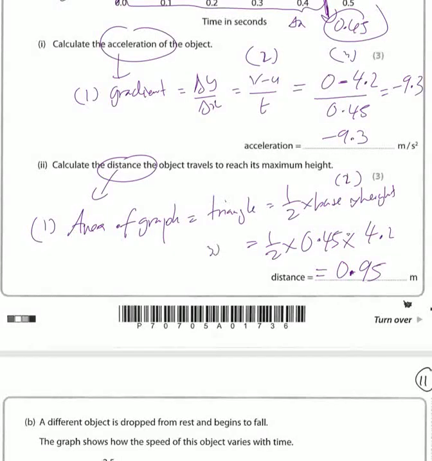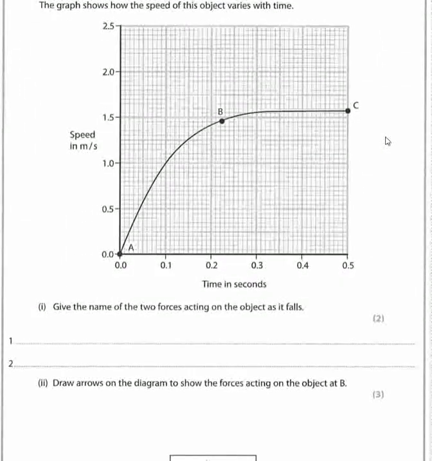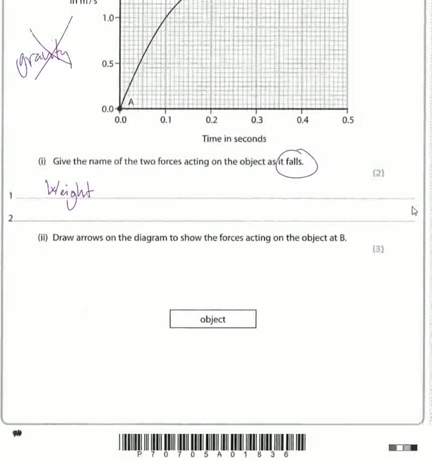Okay, 3. I need to see these multiple steps because we need to make sure that we get this right, especially for next year. Okay, now the object is falling. What is the force that makes things fall? It is weight. If you say gravity, gravity is not the force. And what is the force that goes against you? So this is air resistance.